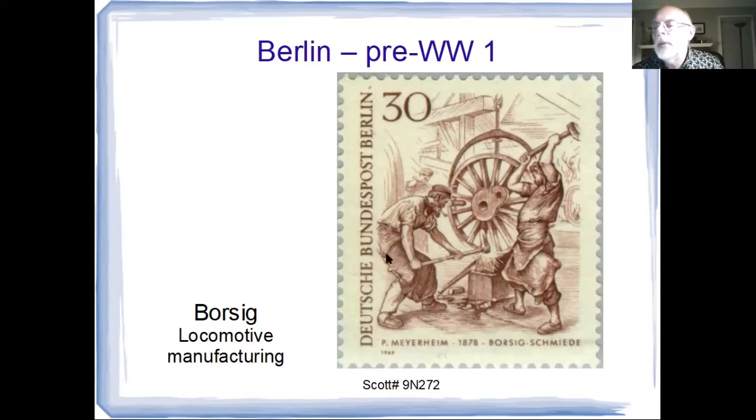Berlin, again, the population grew exponentially because there was now also more work, and like here, the picture of a locomotive manufacturing place. That's part of a drawing by Mr. Meyerheim.